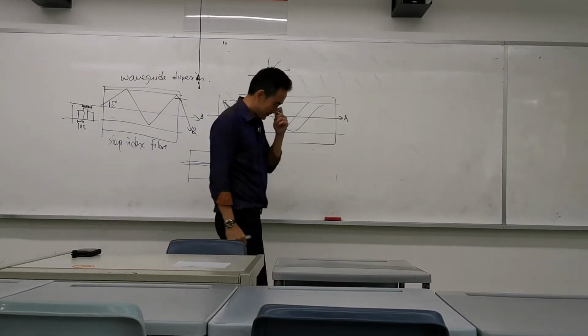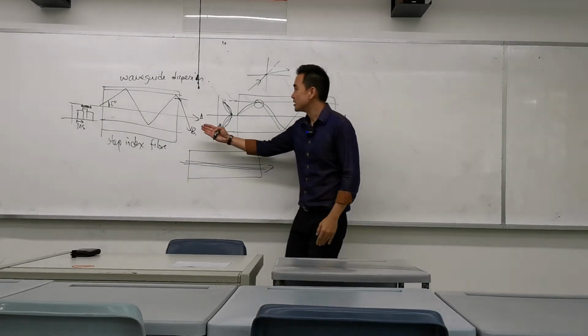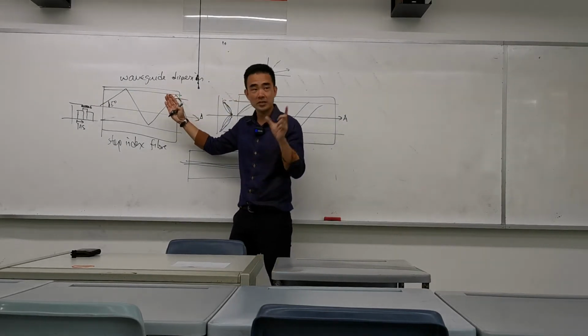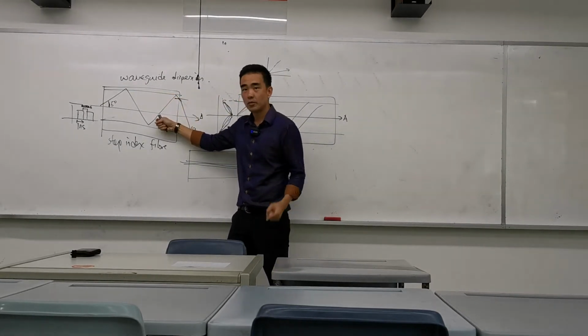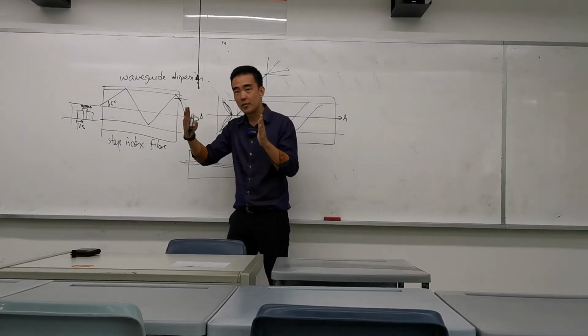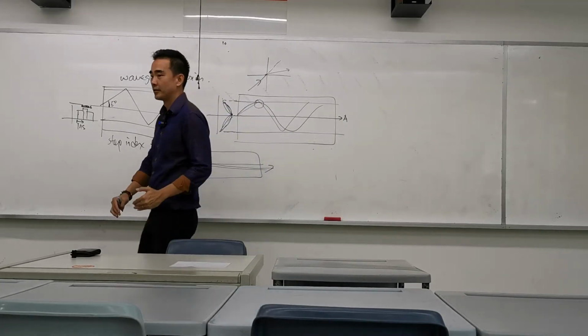What you need to know is, this phenomenon over here is what we call waveguide dispersion. When you see the word waveguide dispersion, what's the impact of that? Widening of the pulse width. And what's the effect of that? It sets the upper limit on the maximum data transfer rate.